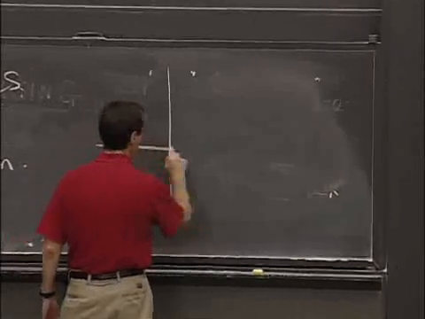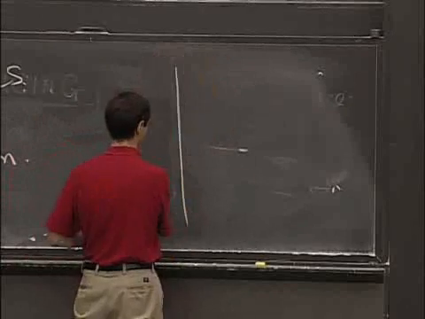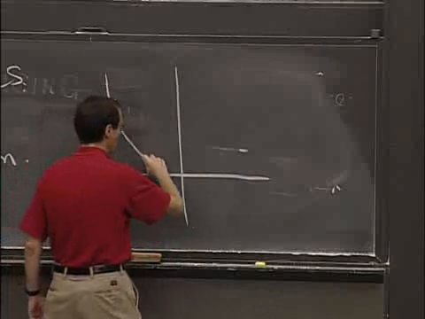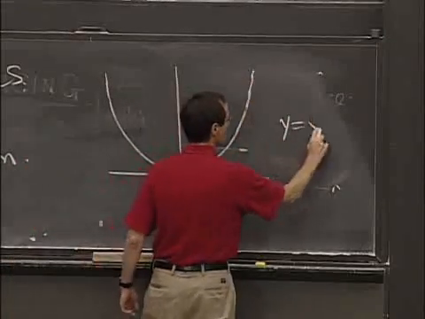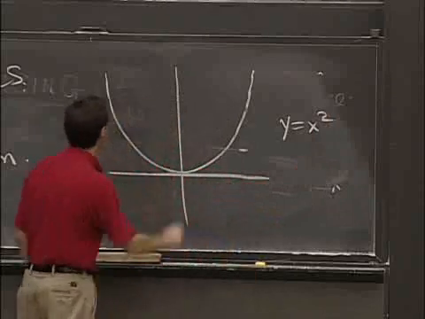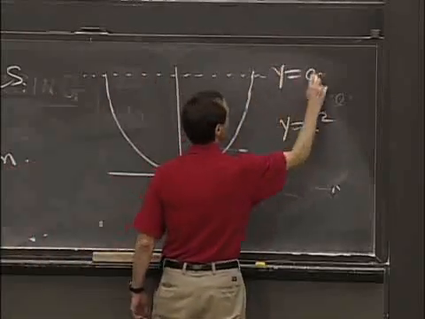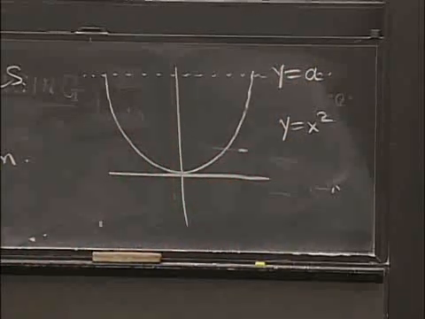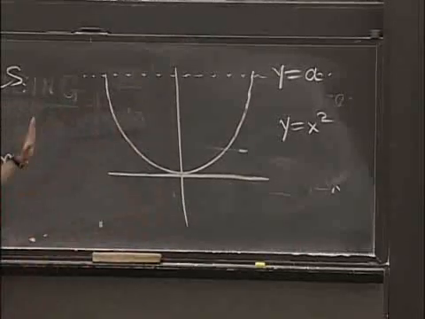I'm going to plot this. Maybe I'll put this down just a bit lower here. And I'm going to make it a parabola. This is y equals x squared. And I'm going to make the top height be y equals a. All right, so here's my situation. And I want to figure out how much liquid is in here.